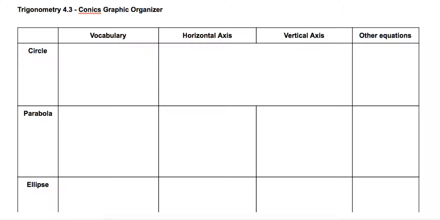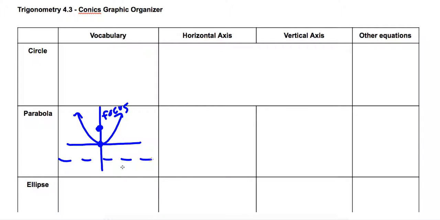First of all, some basic vocabulary. When you have a parabola, I'm just going to draw a real basic one. You already know that this point is called the vertex. I'm going to assume that's already part of what we know. Parabolas also have a point inside the parabola called the focus, and there is a line down here that we call the directrix.